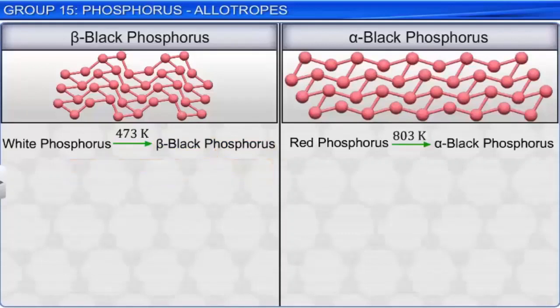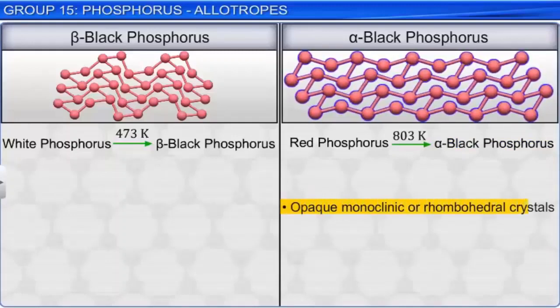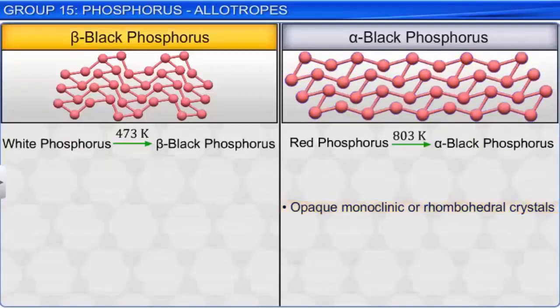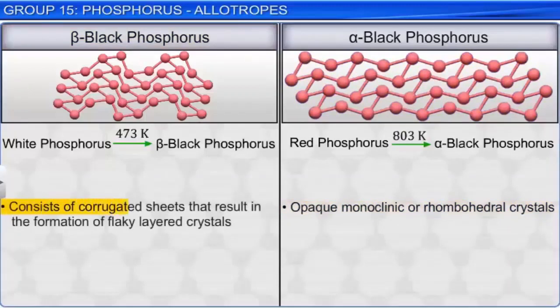On the other hand, when red phosphorus is heated to 803 Kelvin in a sealed tube for a sufficiently long time, it forms alpha-black phosphorus. Alpha-black phosphorus has opaque monoclinic or rhombohedral crystals, while beta-black phosphorus consists of corrugated sheets that result in the formation of flaky layered crystals. Alpha-black phosphorus doesn't conduct electricity, but beta-black phosphorus does.